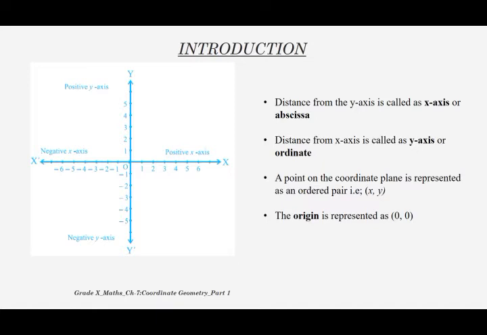the y-axis or ordinate. Any point on this coordinate plane is represented as an ordered pair, meaning you have to write x first followed by a comma and then y, and they have to be written in between curved brackets. The origin is represented as an ordered pair (0, 0), or we will read it as 0, 0.